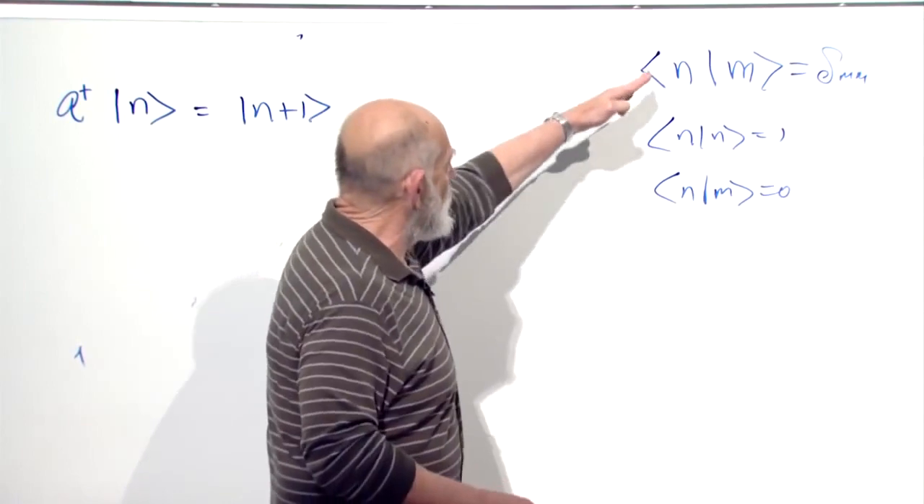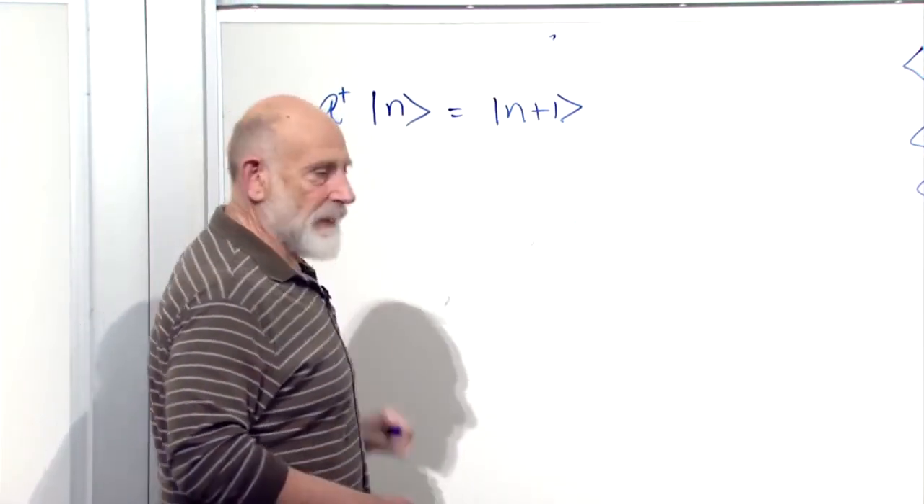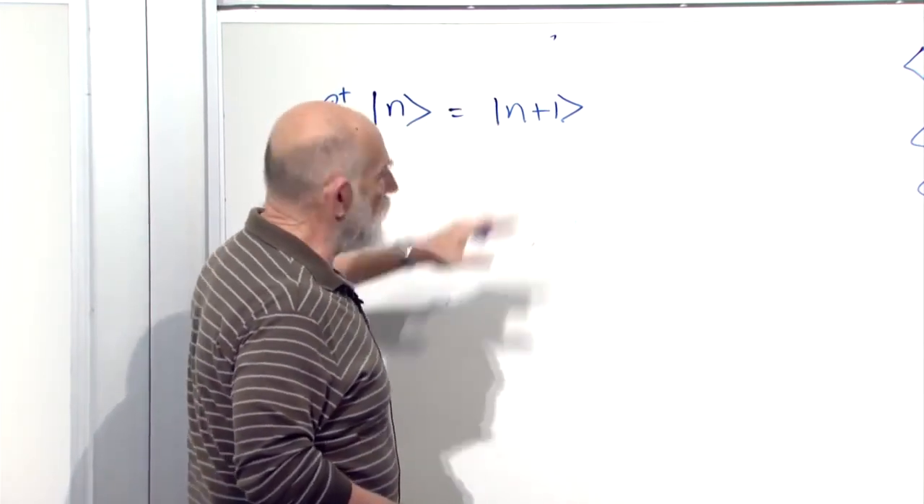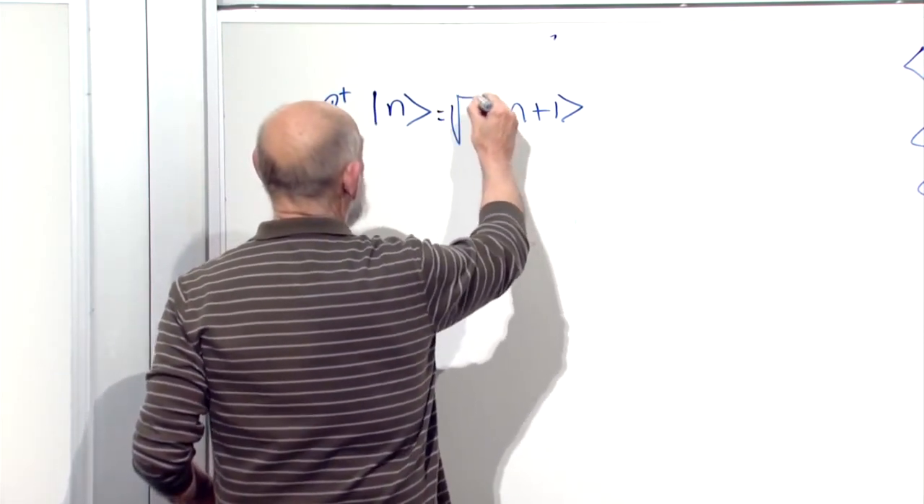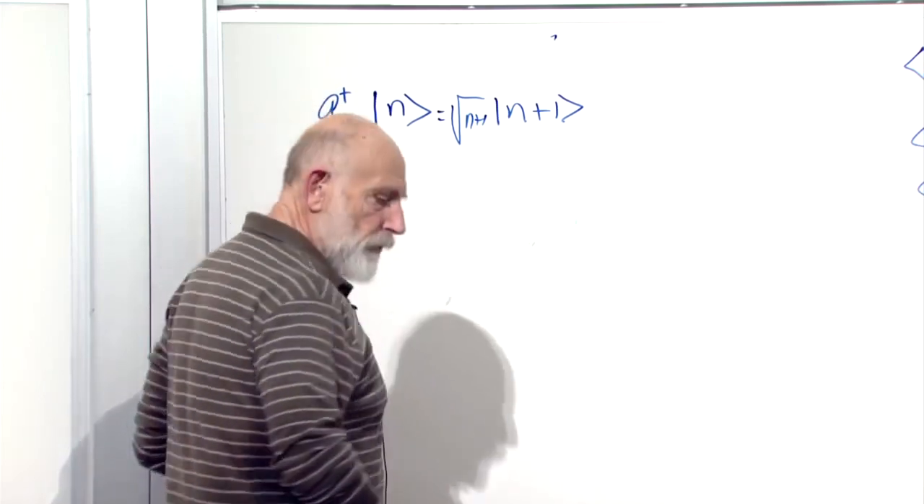Each one of these states is of unit length, but with that normalization, a plus on n does not give n plus 1. It gives a numerical coefficient in front, and the numerical coefficient is the square root of n plus 1. Let me prove that for you.